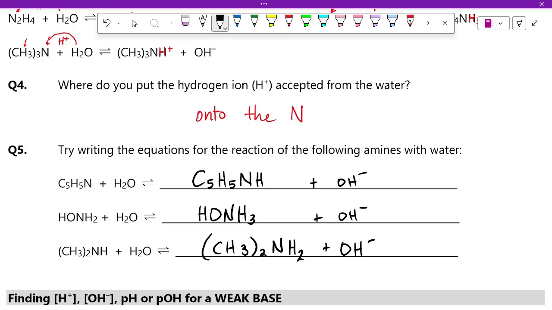Let's say if it's the last one, like CH3, is it an R group? CH3 is not an R group. The CH3 is an R group. I'm so sorry, I was thinking functional group. Yes, it is an R group. Exactly. So this would be a secondary amine because it's got 2 carbon groups on it.